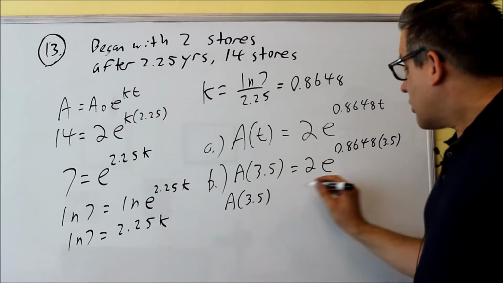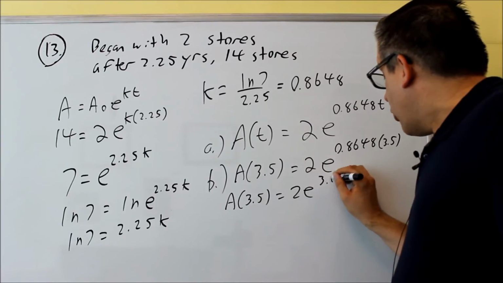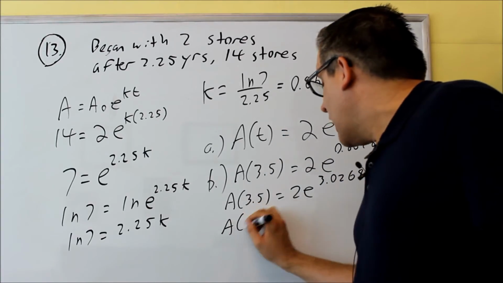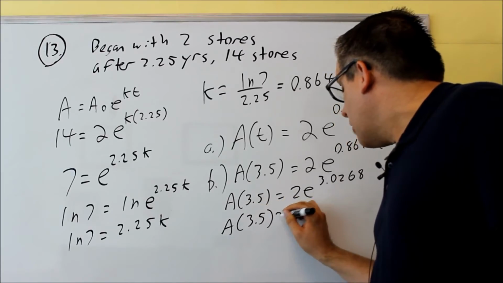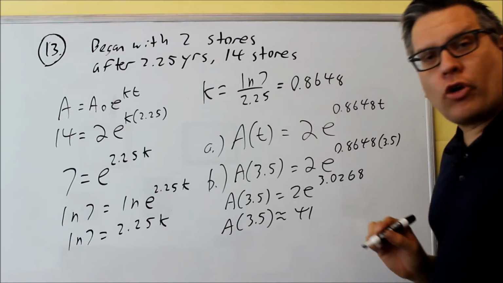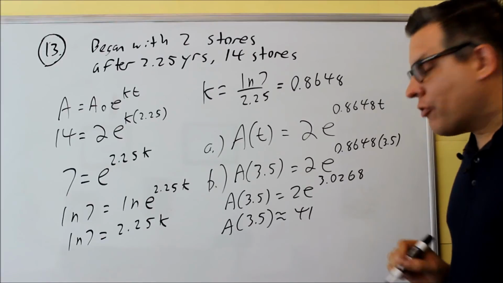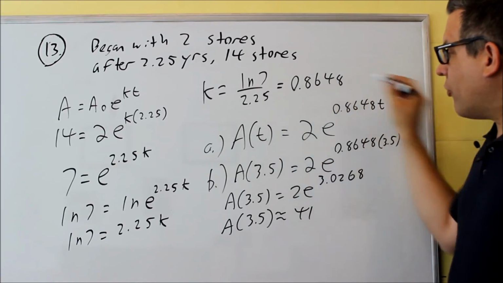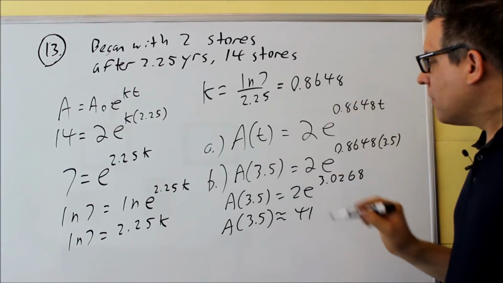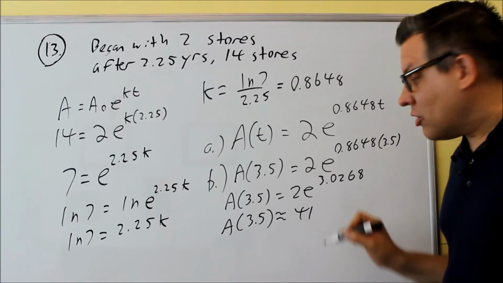We're going to multiply the exponent part first. That's 3.0268. Then if we put that number into our calculator, you get about 41 stores, like 41.2 or something like that, but it says round to the nearest whole number, so you're just going to put 41. So here are our 2 answers. The first one has to be a function, so it has to be an equation, so we put this whole equation in there. But for part B, we write just a regular number.